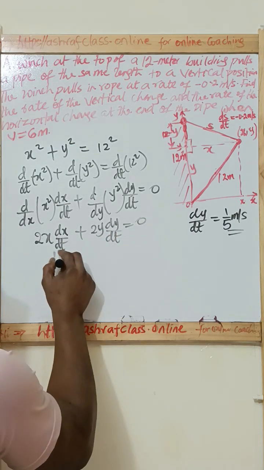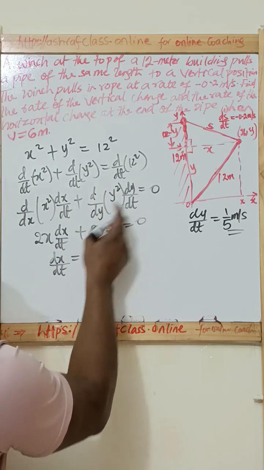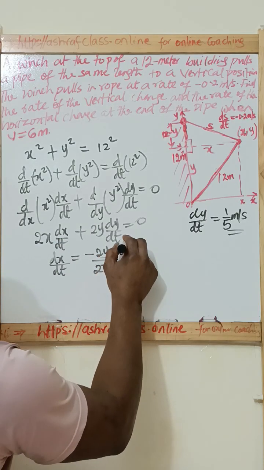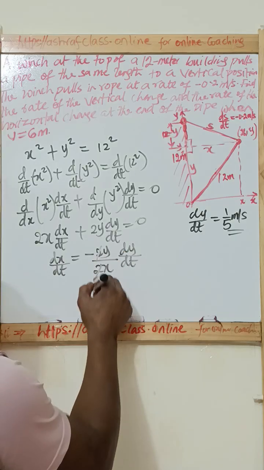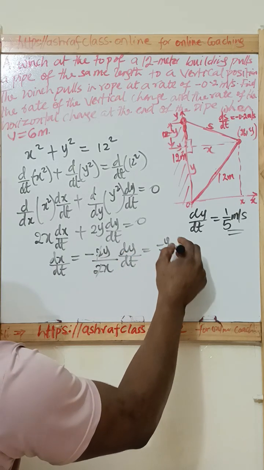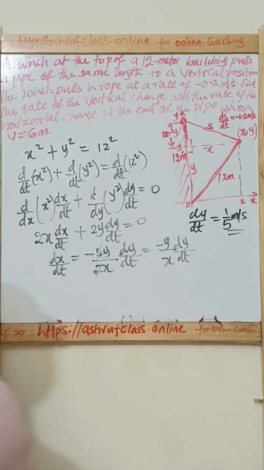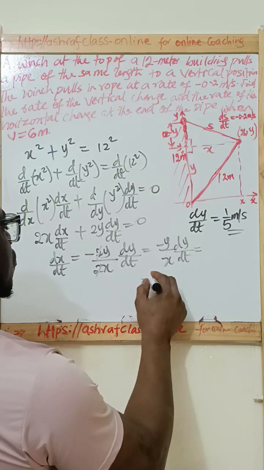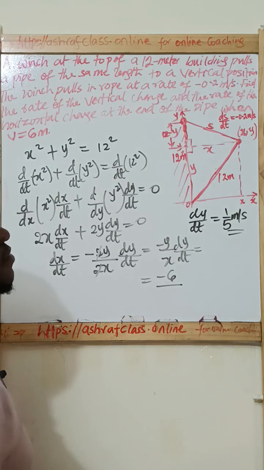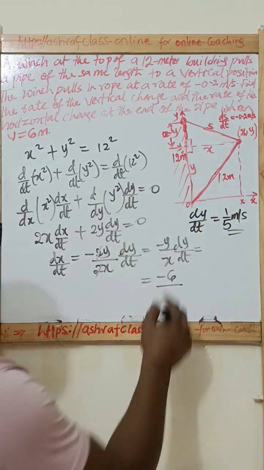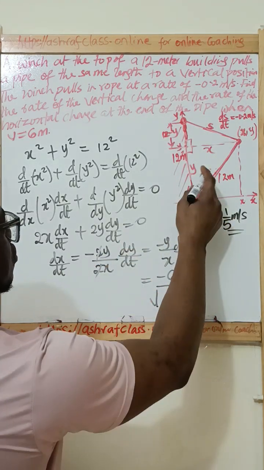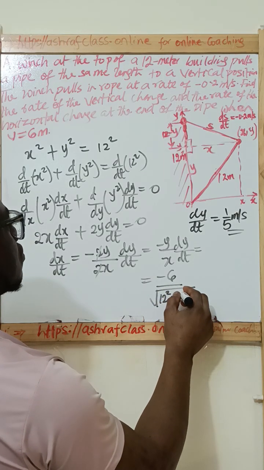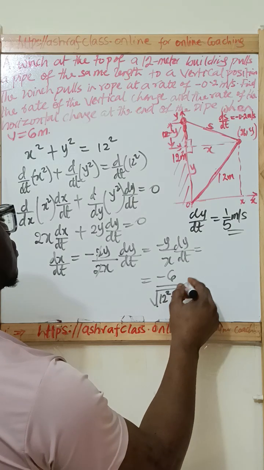Okay, so the dx dt from here is going to be, this goes to the other side, that would be minus 2y. This comes here, all over 2x, the dy dt. So that will be minus y all over x, the dy dt. Okay? So from here now, we'll substitute. What is y? y is 6. And what is x? x can be obtained from here too. And that will be square root of 12 squared minus y squared, right? Minus 6 squared.